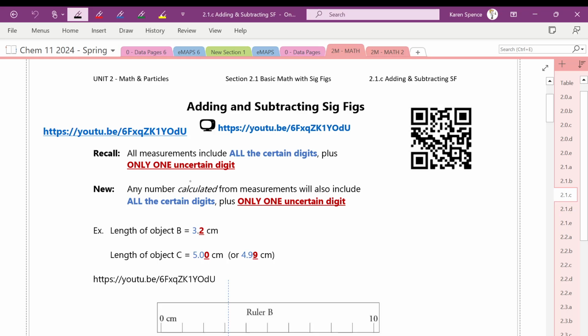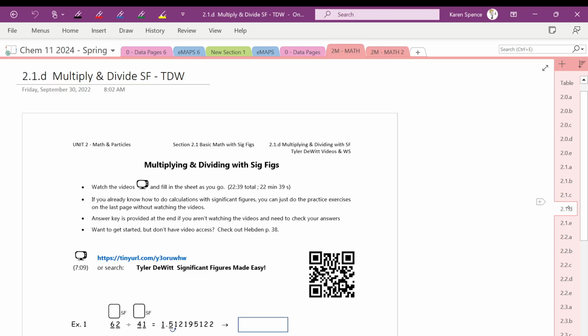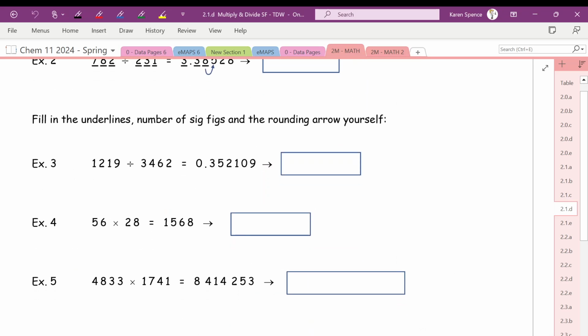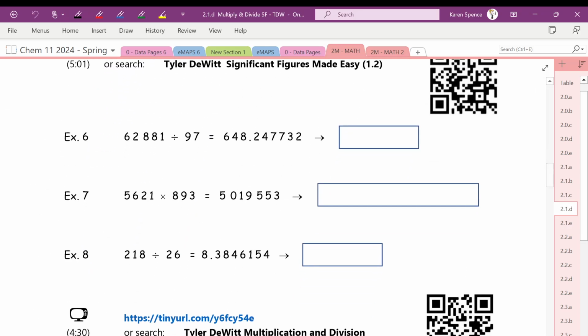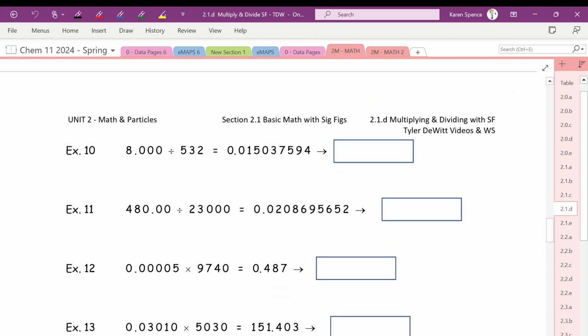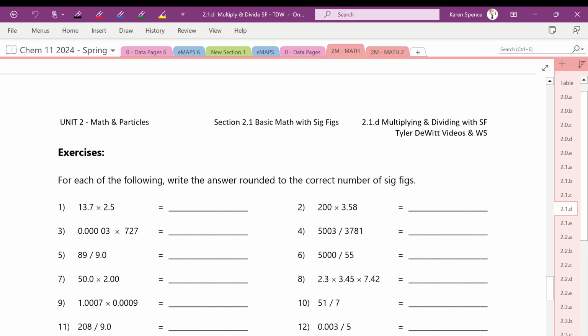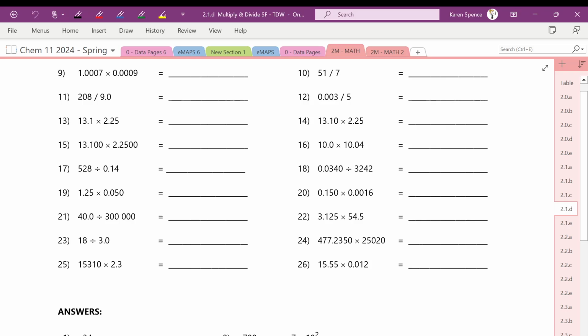Oh, I also wanted to just check in with you. Did everybody complete 2.1D, multiplying and dividing with Sig Figs? No? Was that homework? That was homework. Really? Yes, it was. What page was that? That was pages 18 through 21. No way. Optional. No, I said optional for some other pages.